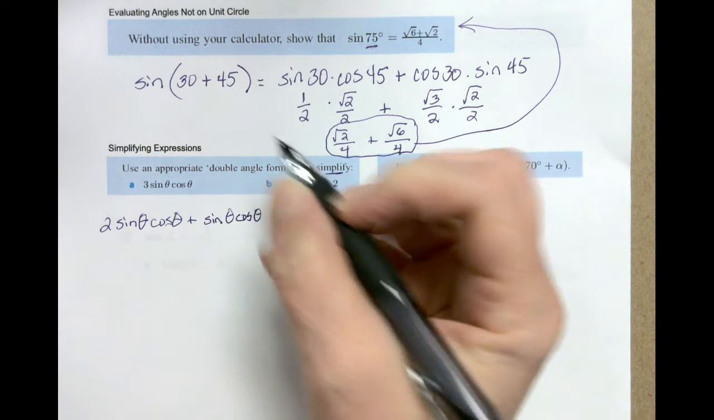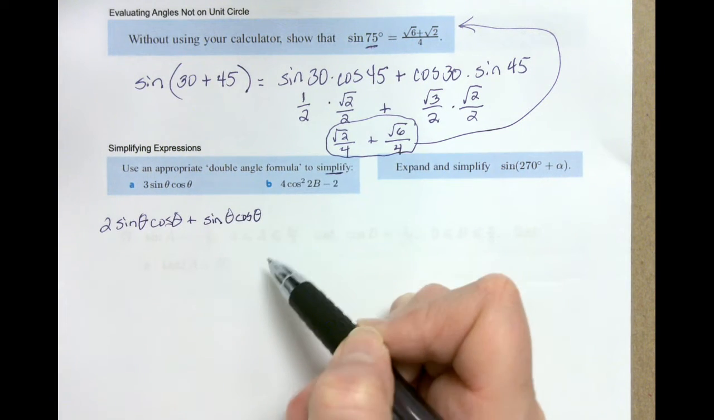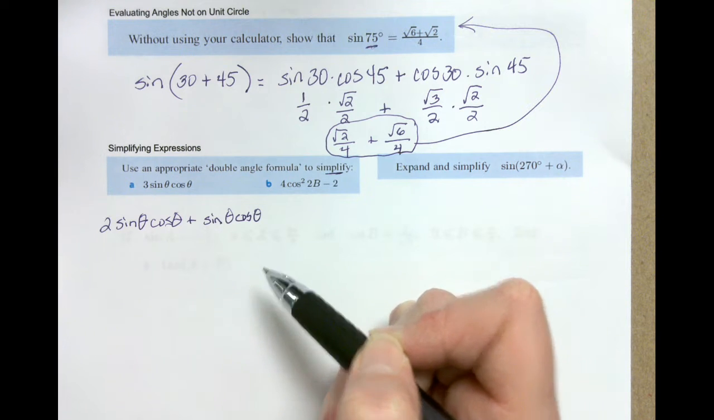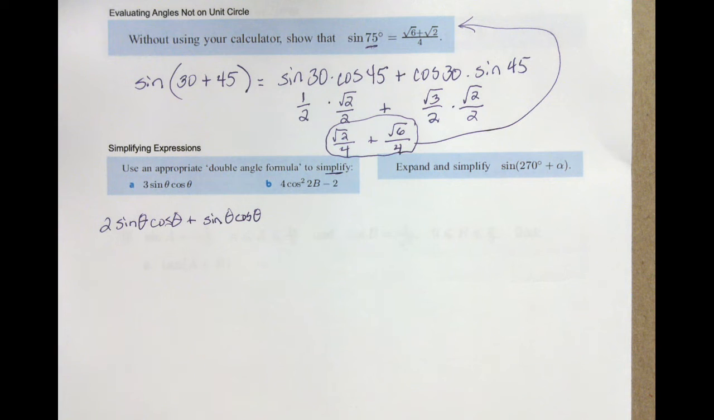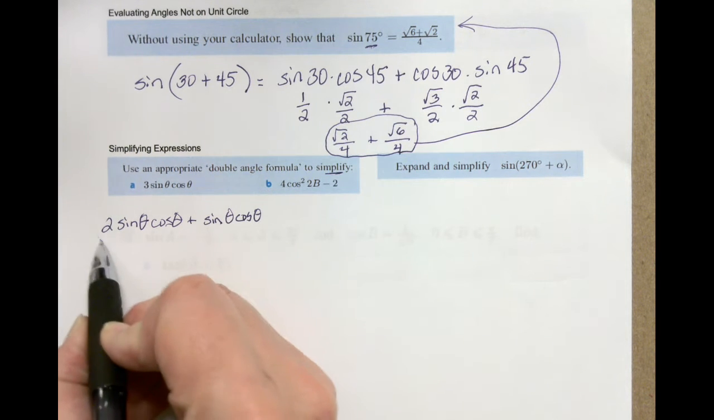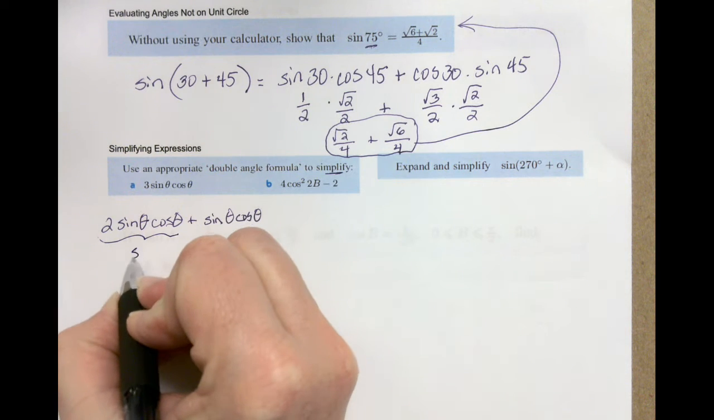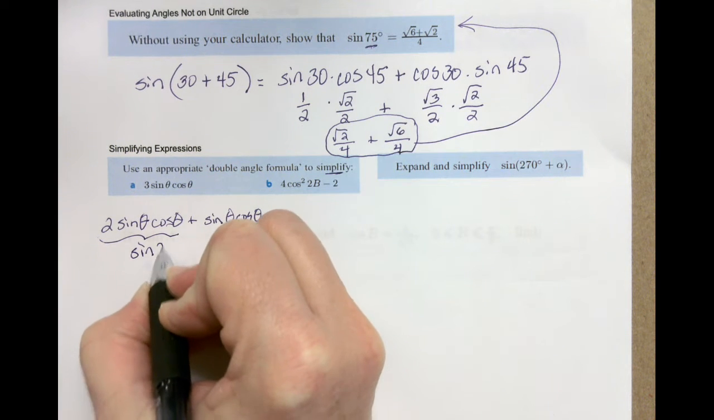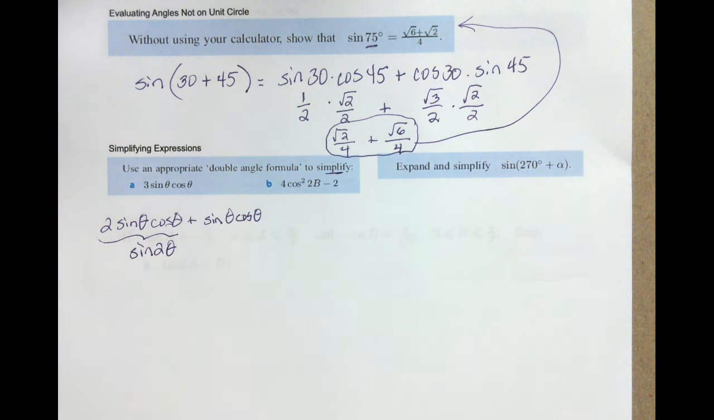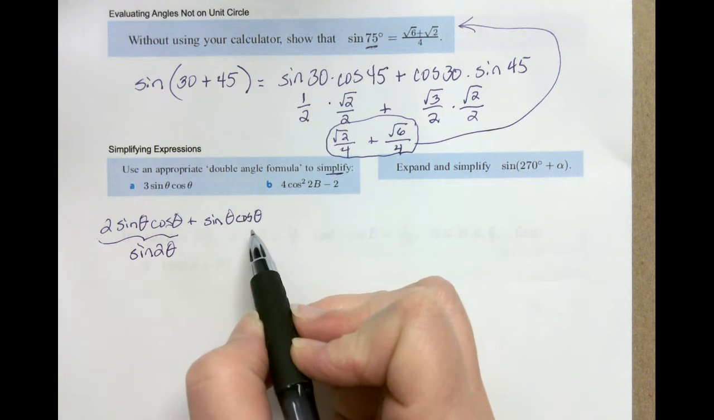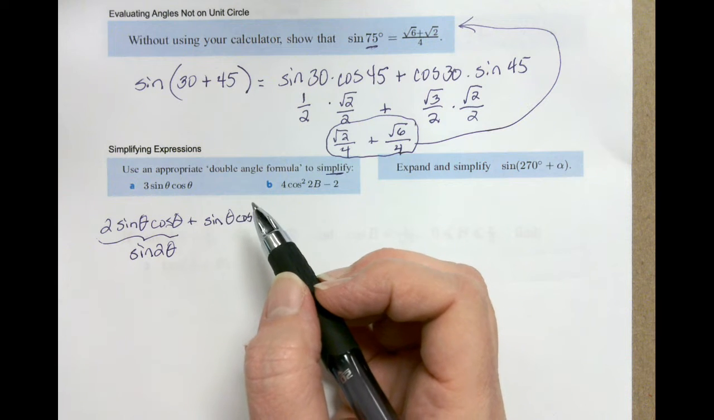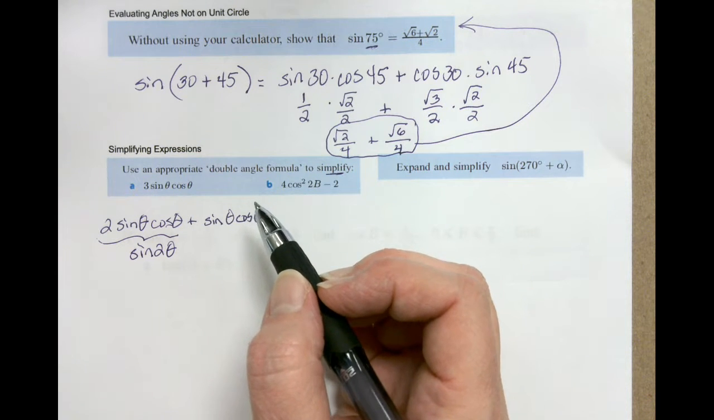Okay, Aiden's asking this, is that legal? Yes. 2 sine cosine plus 1 sine cosine equals 3 sine cosine, right? Okay. So it's sine 2 theta plus sine theta cosine theta. That is sine of 2 theta. Now, if we want to, we can call this like half of sine 2 theta.